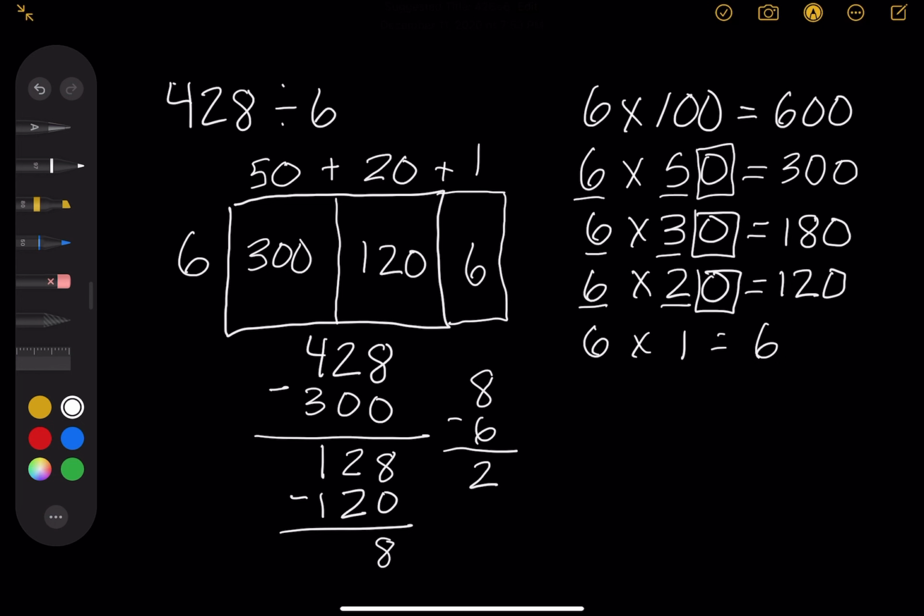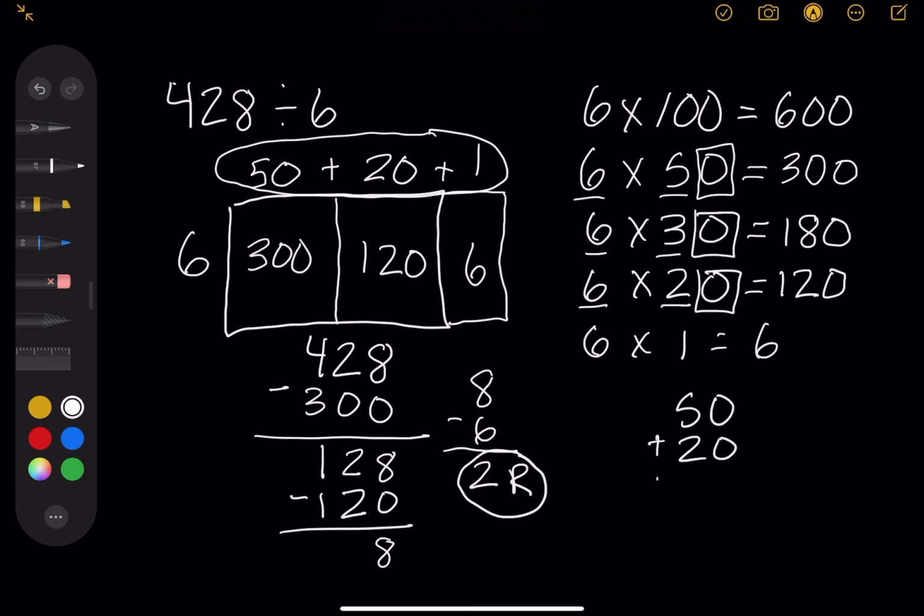So now I don't have enough to make equal groups. I only have 2 left. So that 2 is my remainder. That'll be important for our answer. So let's go back to the top of our box and look at our partial quotients. We need to add those up. 50 plus 20 plus 1 equals 71. So our answer is 71, but don't forget that remainder, with the remainder of 2.